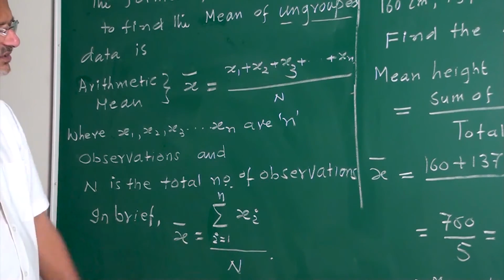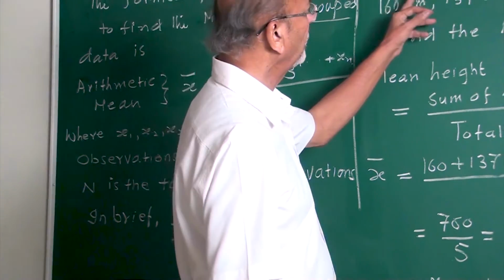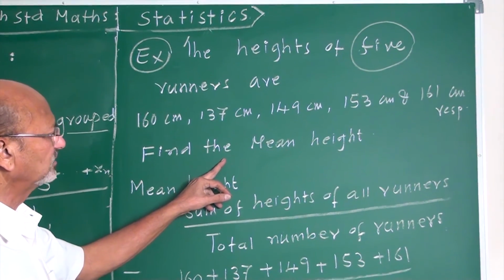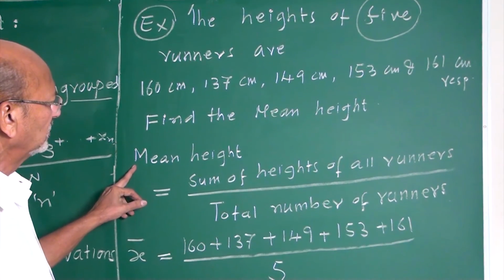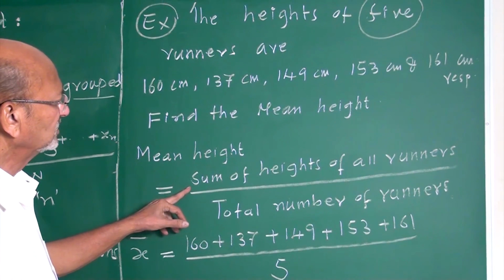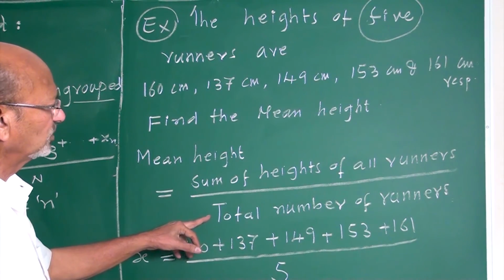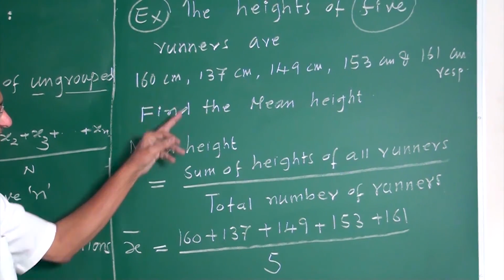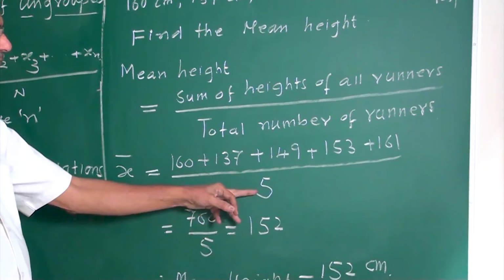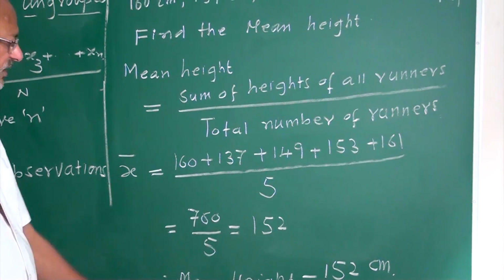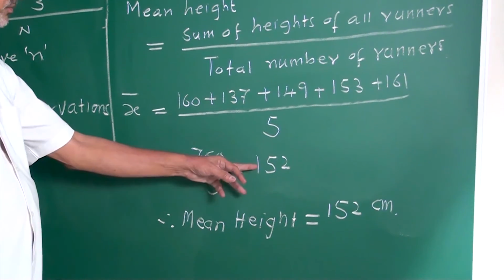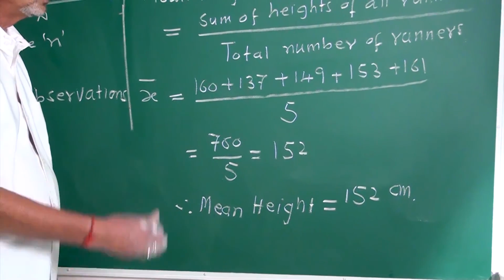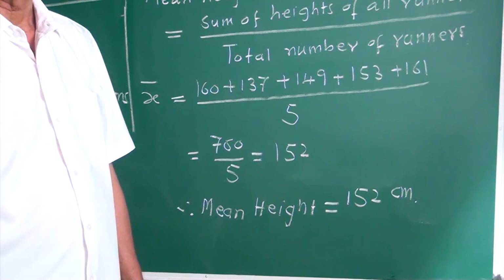So this is one simple example. The heights of 5 runners are given. Then you want to find the mean height. Therefore, by definition, mean height is what? Sum of heights of all runners divided by total number of runners. What is the numerator? Add all these heights of runners, observations, upon total number of runners, which is 5. 760 upon 5 is 152, which is the mean height of these runners, 152 centimeters, my friends.